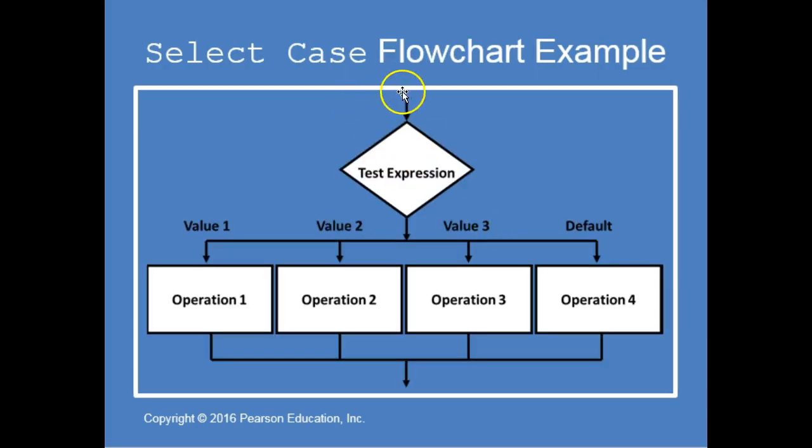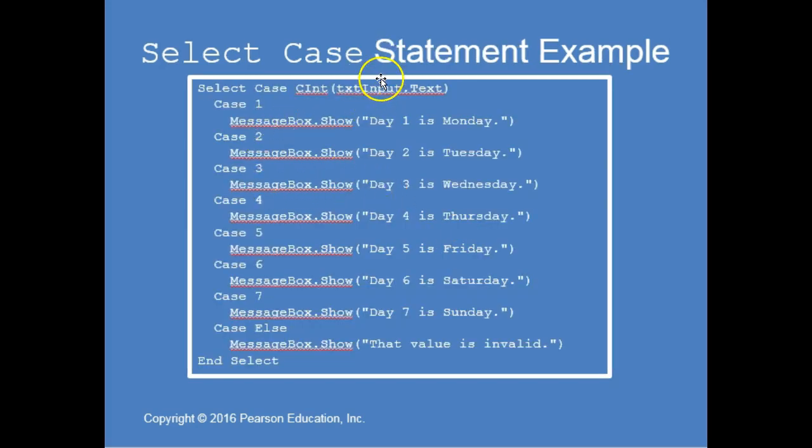Right? So how they work is when it tests the expression, if it's this value, it'll do this operation and it'll just move on. So here, if the user entered 3 in the text box, it would come to case 3, it'll say day 3 is Wednesday, and then it'll leave the select case statement.